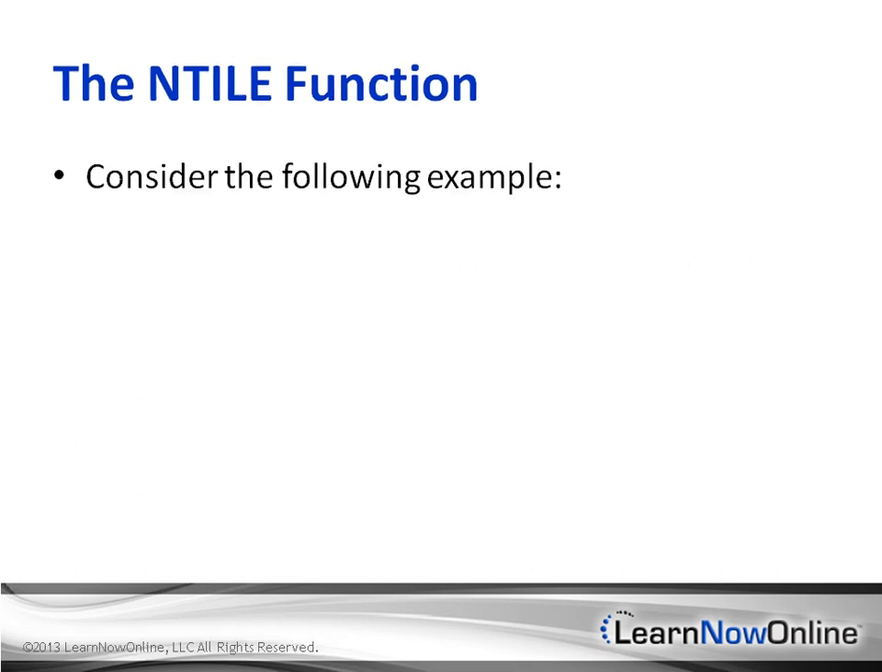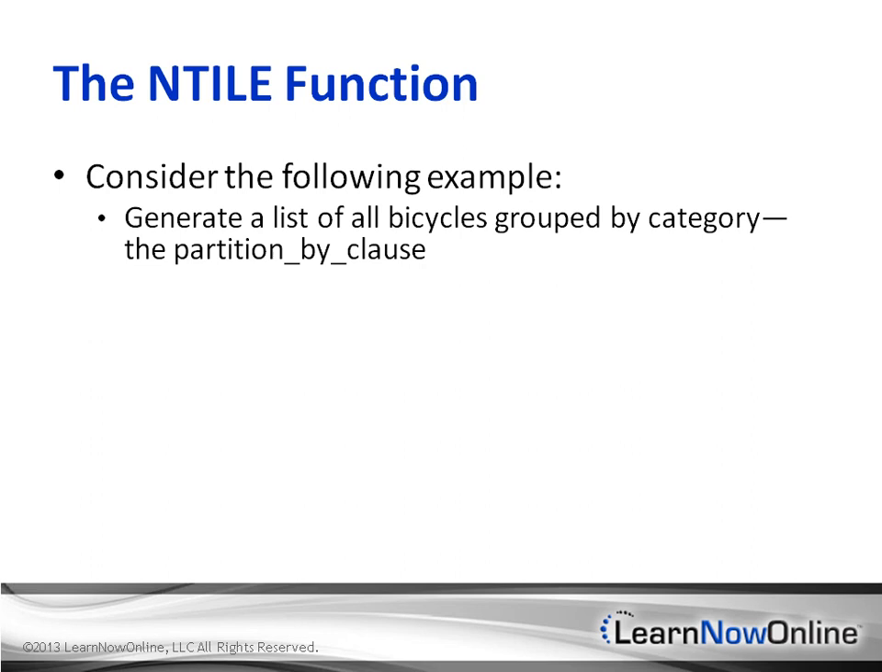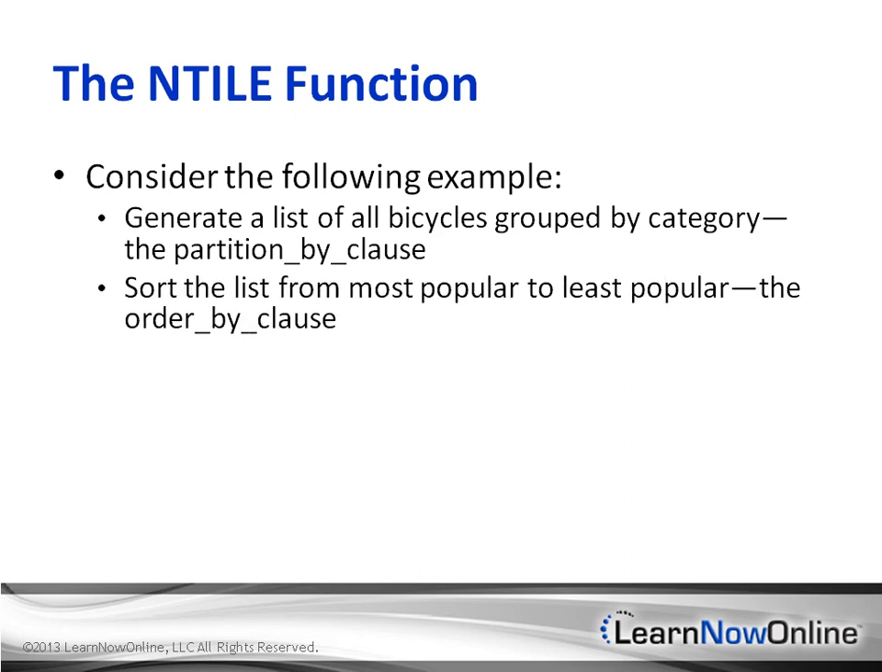So let's take a look at this example. What if we need to generate a list of all bicycles grouped by their category? That would be the partition by clause. We want to sort that list from the most popular to least popular. That's the order by.